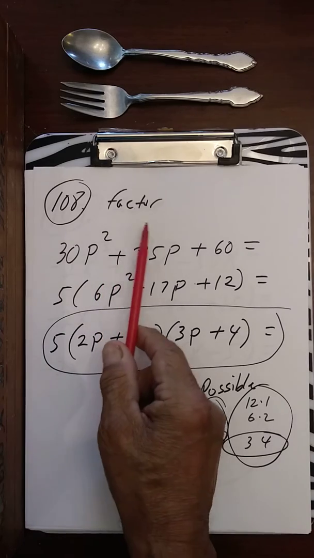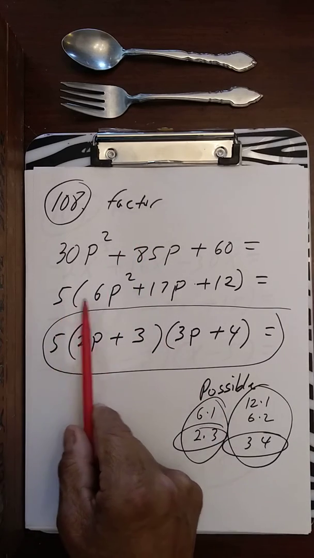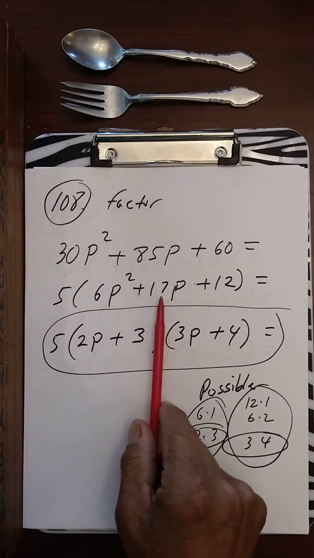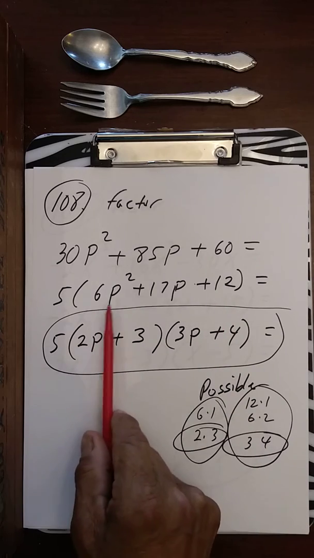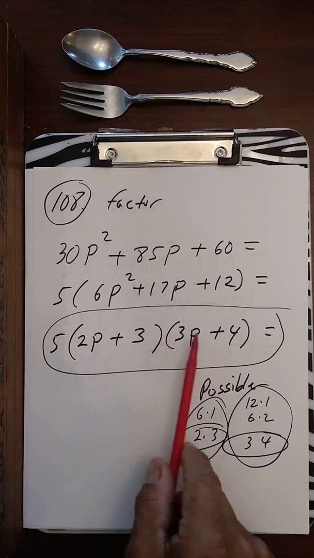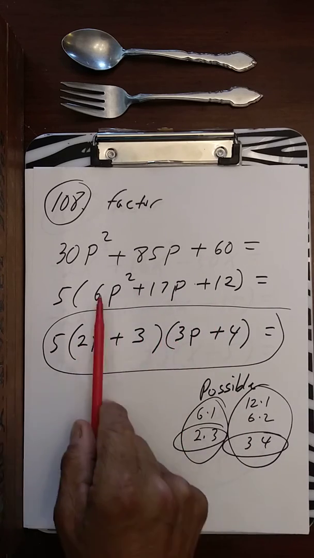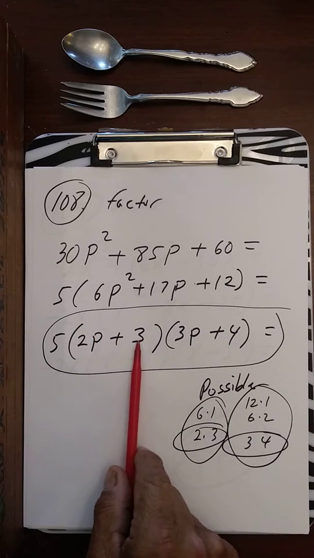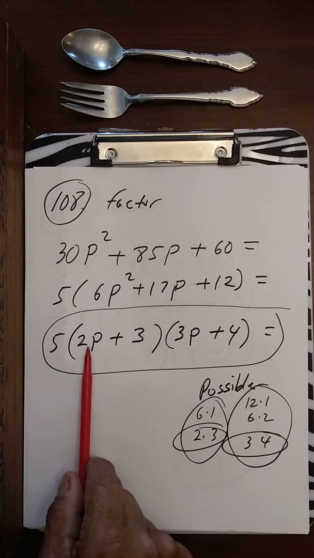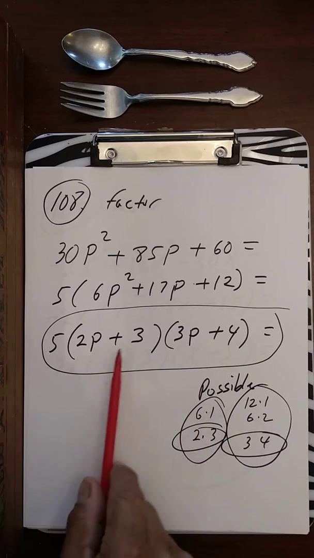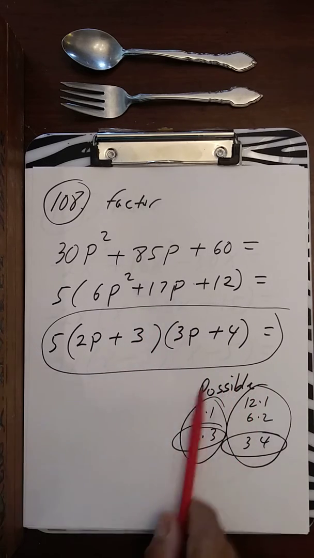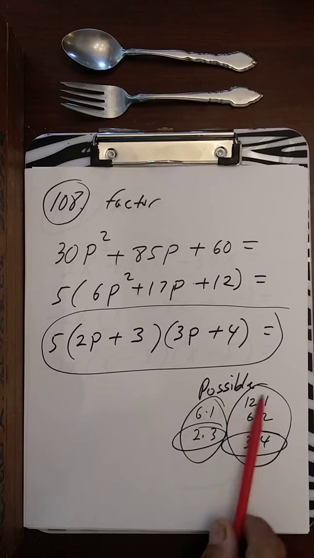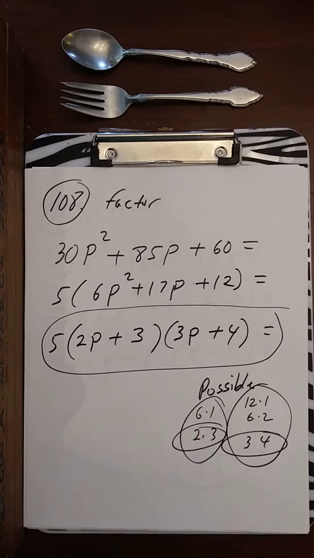Factor. Take out the greatest common factor, 5. Leftovers are this, 6p squared, 17p plus 12. Now, can we factor this further? Yes, into this. So 2 times 3 is 6p squared, 3 times 4 is 12. So we have 3 times 3 is 9, and 2 times 4 is 8. So 9 and 8 is 17. These are the possible ways of factoring it out. First part, second part, what we used.